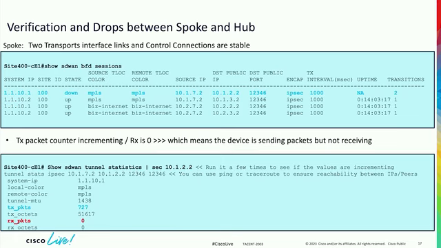From this output, we can see the transmit packets, and the receive packets are 0. We need to run this command a couple of times to see if the counters are getting incremented or not. Furthermore, we can run the ping and traceroute command to the destination and see if there is any issue between the spoke to the hub.